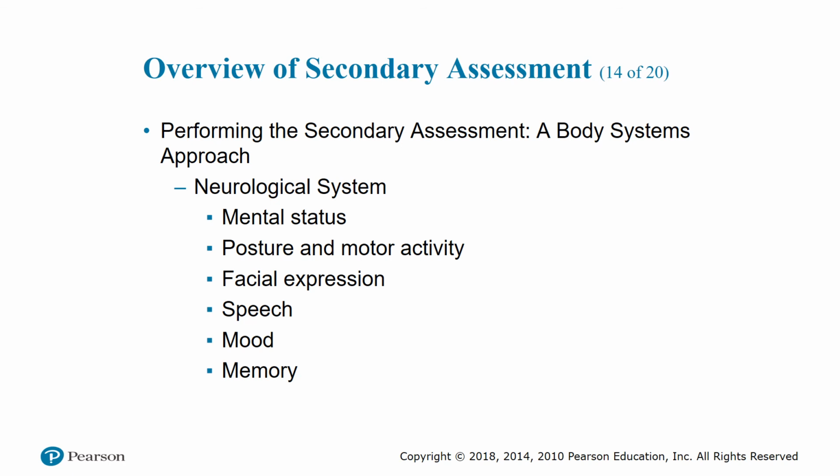The neurological system. Best of all is the mental status, not only where it is when you found it, but where is it going? Do they stay conscious? Were they conscious and now they're not? Were they unconscious, now they are? All of these are significant findings. Posture and motor activity, there's a word, ataxic, like ataxic movement. It's where the movements are jerky and out of sync, and it just looks like they're not fluid at all. Facial expression, speech, mood, memory, all are offshoots of the neurological system.